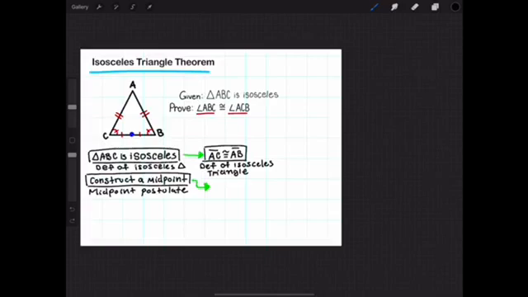Now, because of the midpoint we placed down on your proof, let's call it point M, you'd write line BM is congruent to line MC, and this is true because of the midpoint postulate.